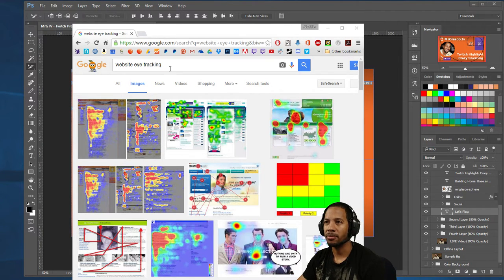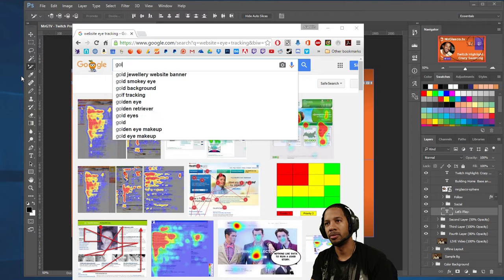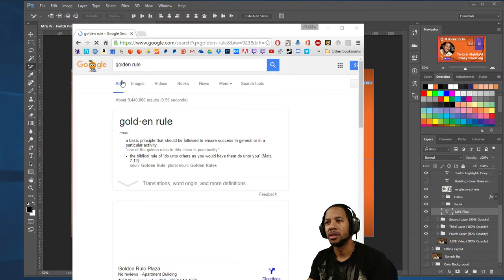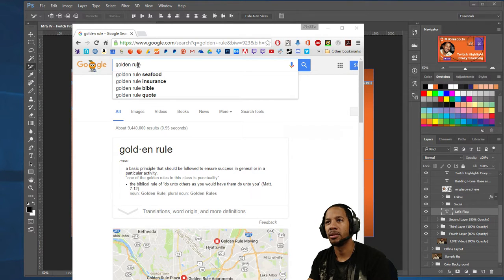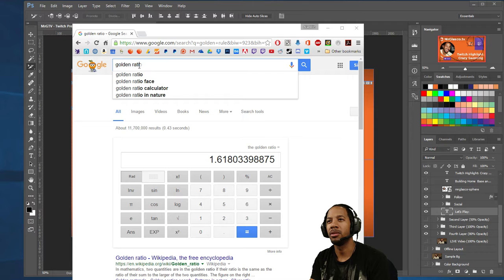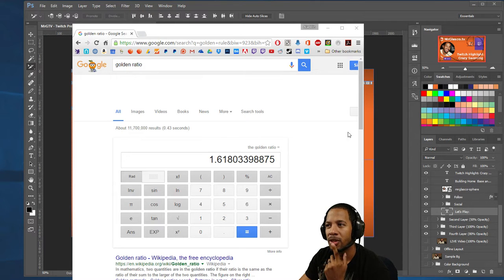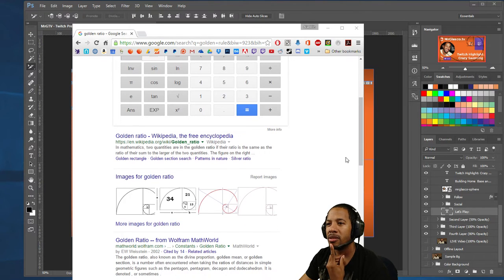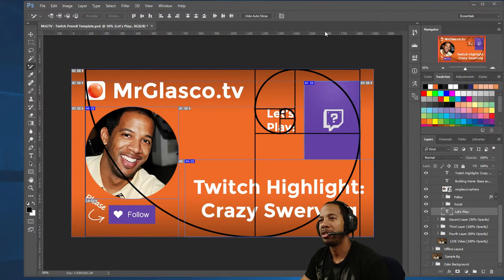Was it golden rule? I might not get it. Golden mean ratio of 1.61, or this. So if you get designer's block, if designing is your thing, and you get designer's block, I would do that.